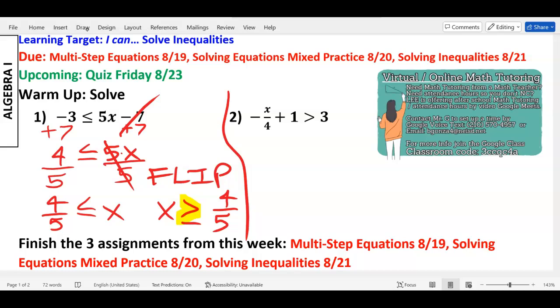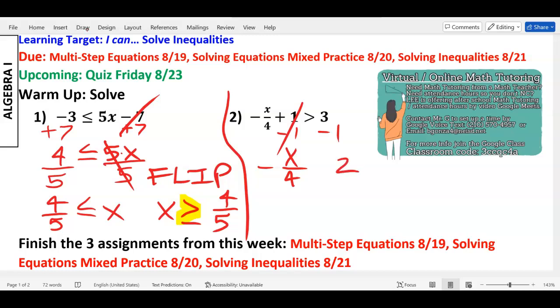On number 2, x is on the left side. What's the loner that I need to get rid of? The positive 1, right? What's the opposite of plus 1? Negative or minus 1 on both sides, right? Cancels that out. Bring down negative x over 4. 3 minus 1 is 2.